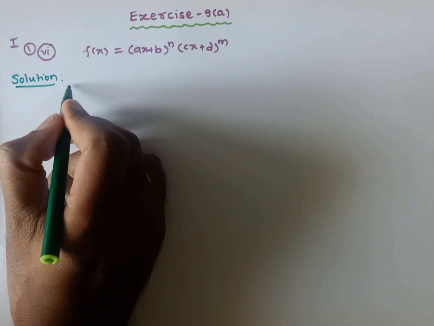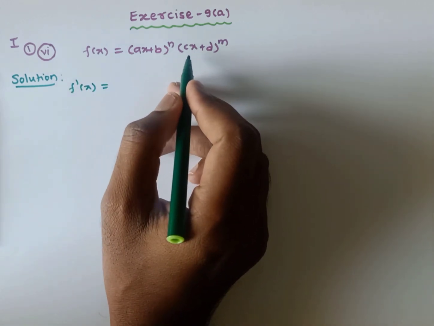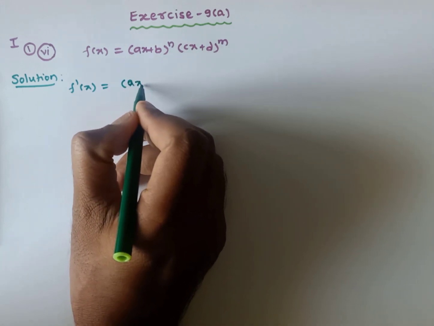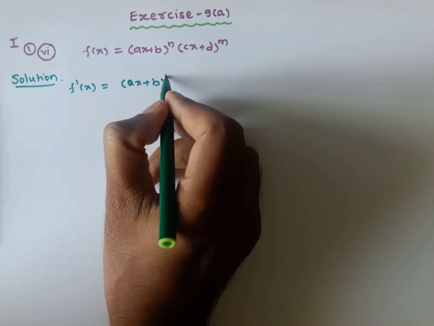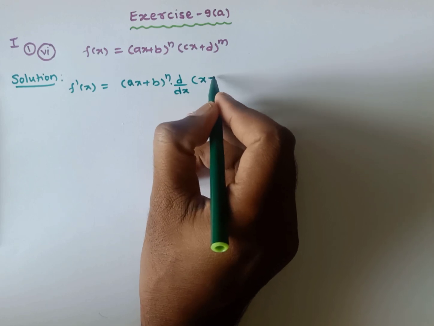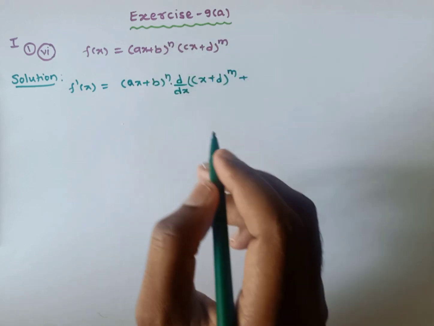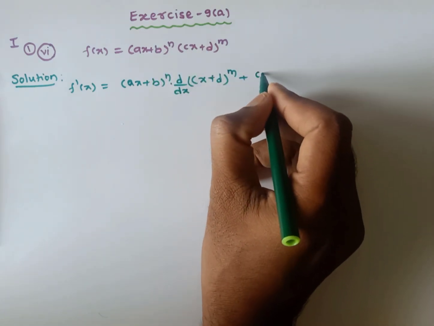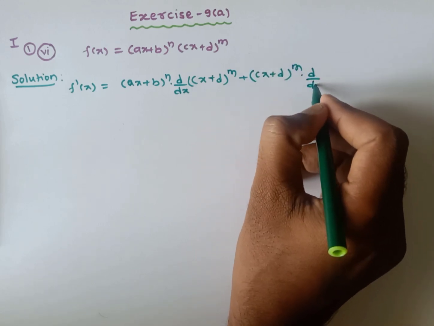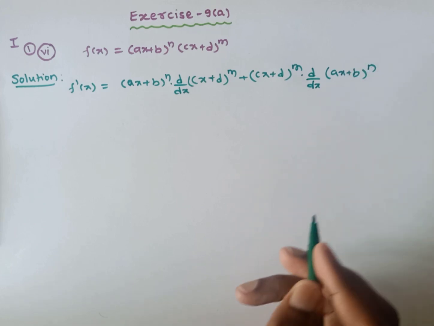So we get f prime of x, right? So this is f prime of x equals u into v. Here I am not writing the formula, so directly I am applying. It is (ax plus b) whole to the power of n into d by dx of (cx plus d) whole to the power of m, plus v into d by dx of u. Now this is (cx plus d) whole to the power of m into d by dx of (ax plus b) whole to the power of n.